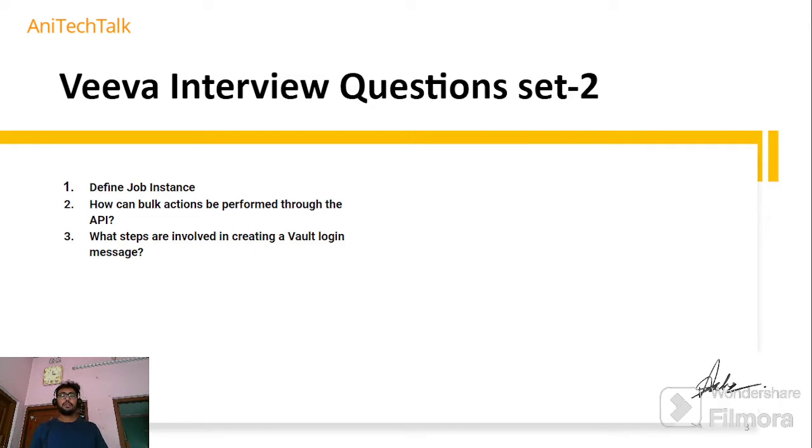Now, excuse me. The next question is: what steps are involved in creating a Vault login message? Let's say when you or any user opens Veeva Vault, they get a login message, right? So how can that be created from the configuration side, and also how can users be prevented from seeing the same message again? Those are functions that can also be enabled for users by the system administrator. You can try to find that out.